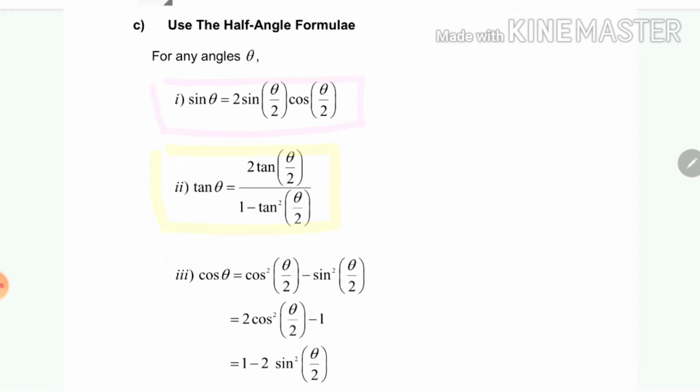And the third one, we can say that cos theta equals cos squared half theta minus sine squared half theta, or we can change this into 2 cos squared half theta minus 1, or 1 minus 2 sine squared half theta.